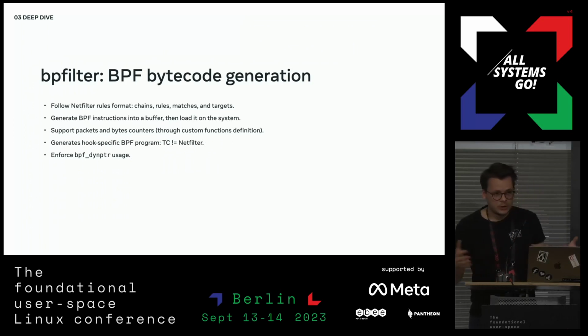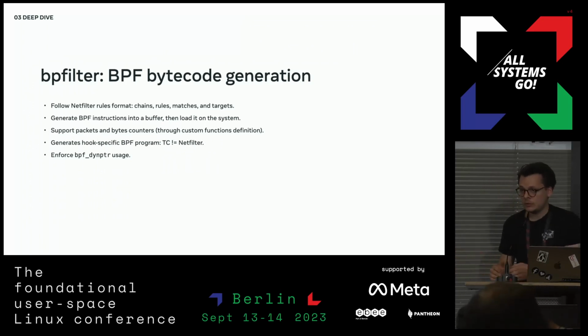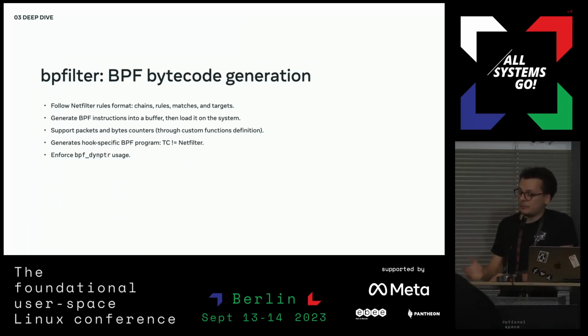And you can assume you have tens of those in the chain, and that's what bpfilter is creating. So from your chain of rules, it's going to write assembly code with jumps everywhere, with comparisons, and then at some point it's going to either drop the packet or accept it and stop. So we've got a big buffer of BPF instructions.